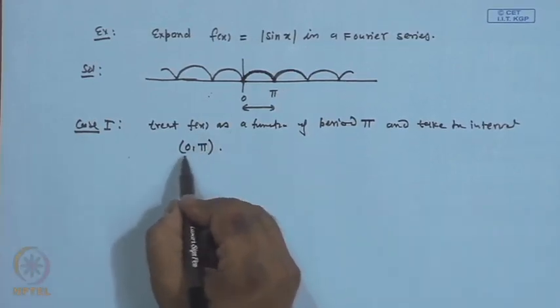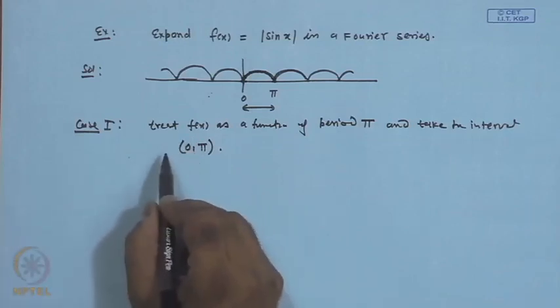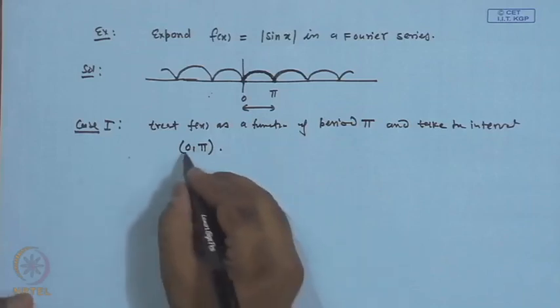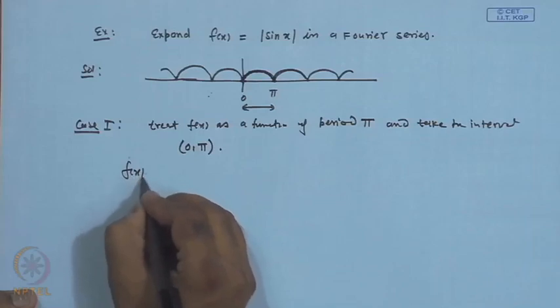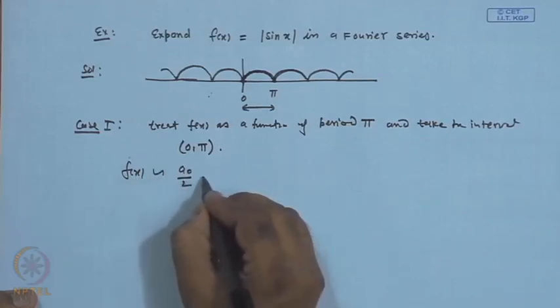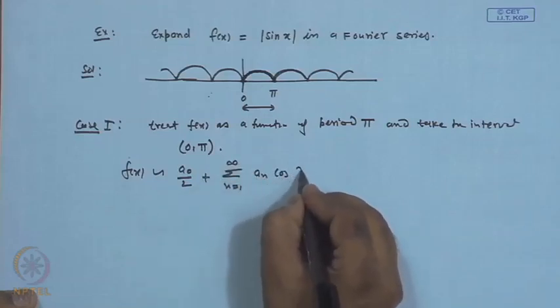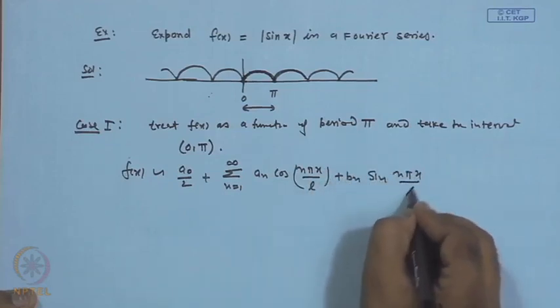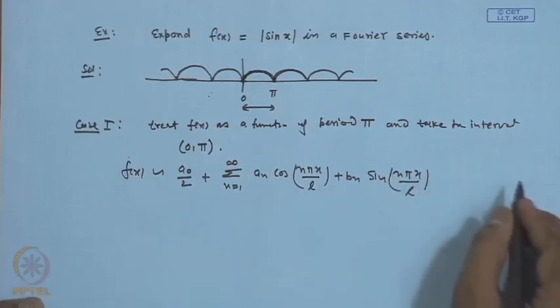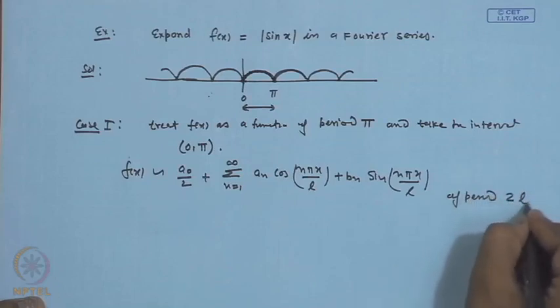And that is a good point to discuss: it is not necessary to always work with the symmetric interval minus pi to pi. We can also work with any interval. So, we take here 0 to pi, and then f x has the general Fourier series a 0 by 2 plus the sum from n equals 1 to infinity of a n cos n pi x over L plus b n sin n pi x over L, and this was the series for a function of period 2L.